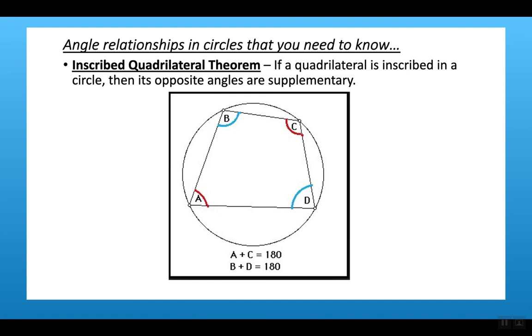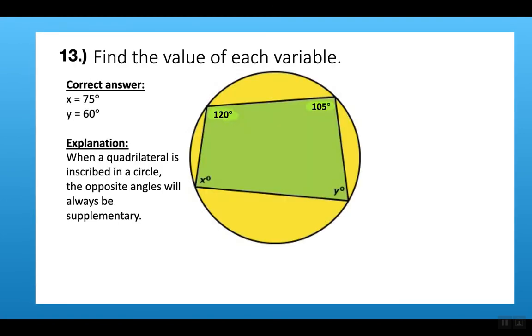As you can see, the angles are color-coded, and it says the relationship on the bottom. Angle A plus angle C has to equal 180, and angle B plus angle D has to equal 180. The answer is already on the screen for this question because it's so easy, and I was in a hurry. I didn't have time to make it fancy. But basically, it says find the value of each variable.